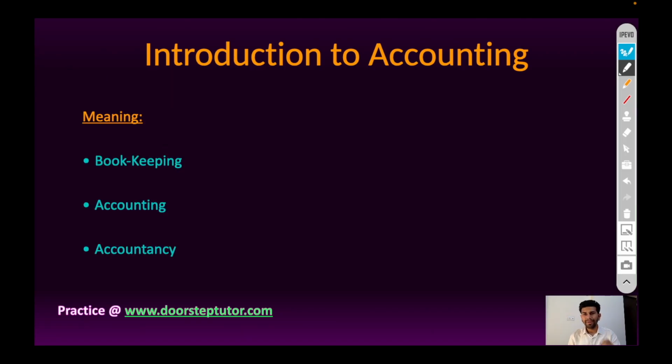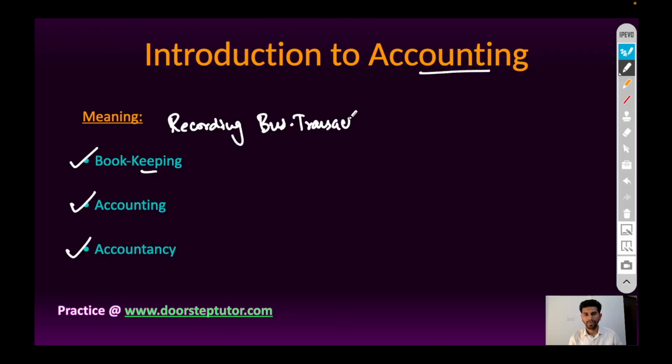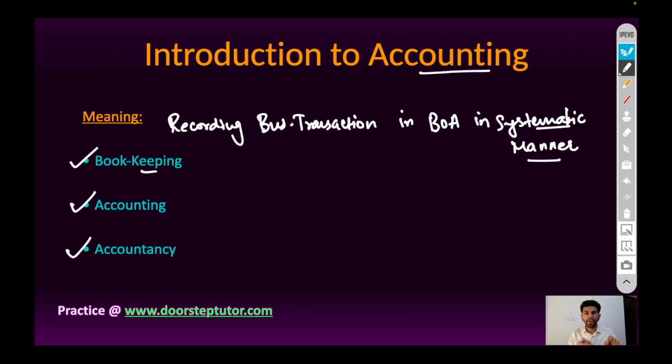Let's start with the very basic meaning of accounting and what is the difference between the terms bookkeeping, accounting, and accountancy. So, bookkeeping is an art of recording business transactions in the books of accounts in a systematic manner. Systematic manner means in chronological order. Chronological order means date wise. So, recording of business transactions in books of accounts in chronological order is called bookkeeping.